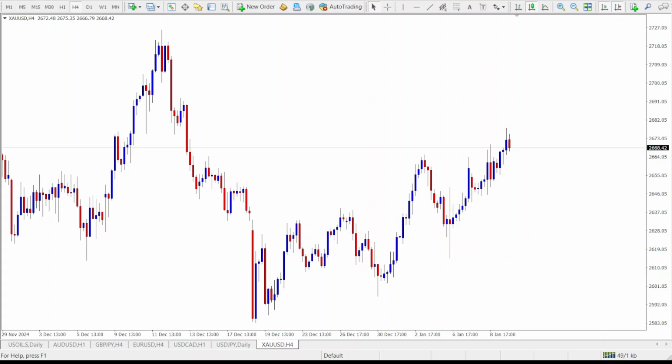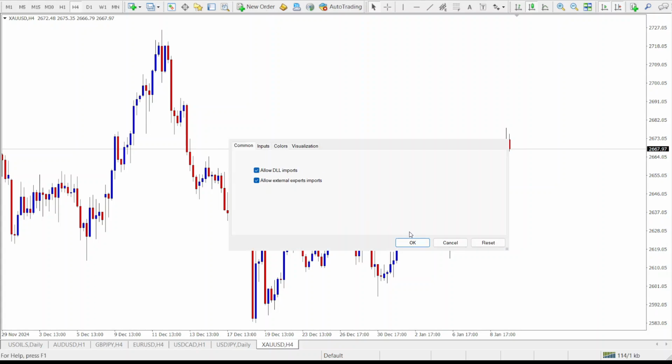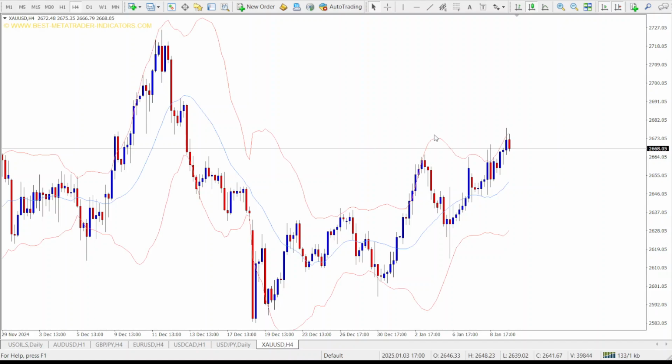You can try out the MQL5 marketplace. If you can't find it on the MQL5 marketplace, one of the other sites that I usually use is Indicator Spot. So I'm just going to be adding the indicator to the chart right away. It's the Bollinger Bands MTF indicator. And this is how the indicator looks.